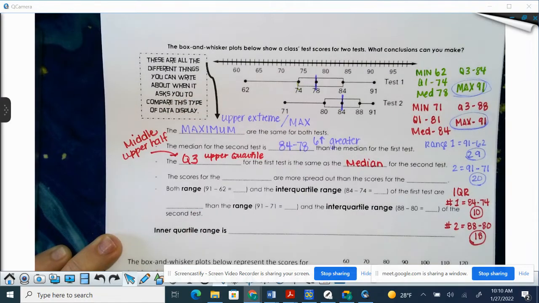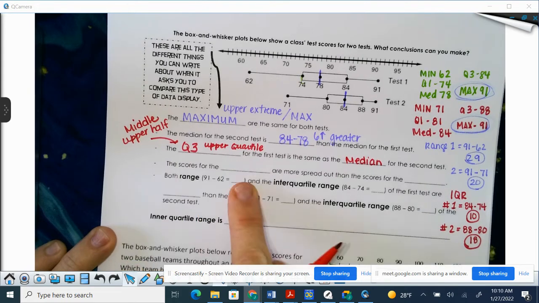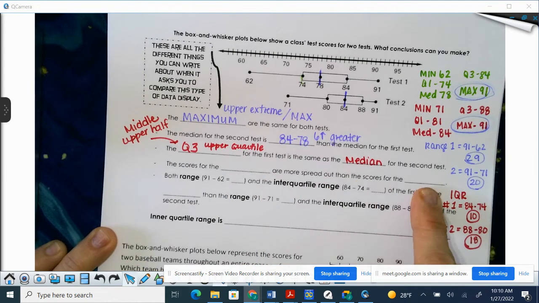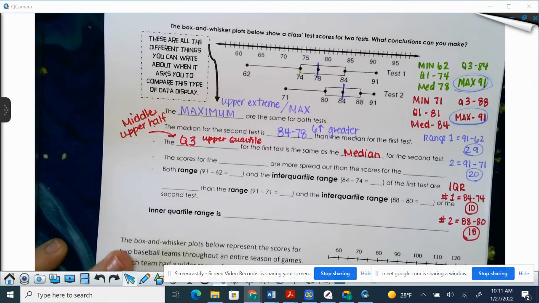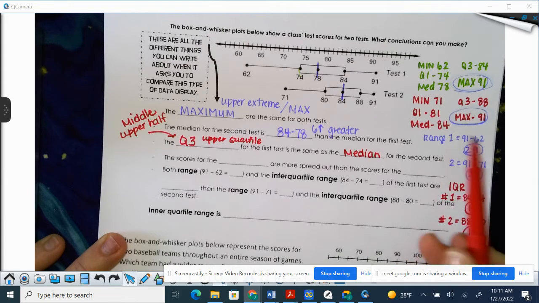So middle of the upper half. The scores for the blank are more spread out than the scores for the blank. So it's test 1 or test 2. Which one has the largest spread? So that's really discussing your range and your IQR. For range, number 1 has the largest range. But for IQR, it's number 2.